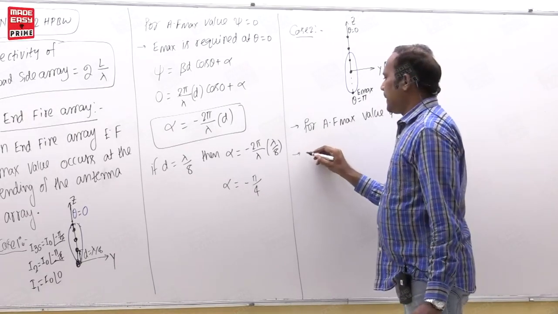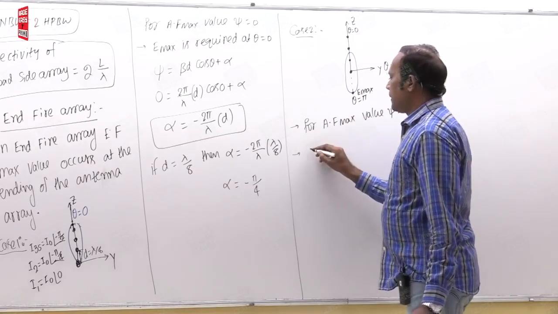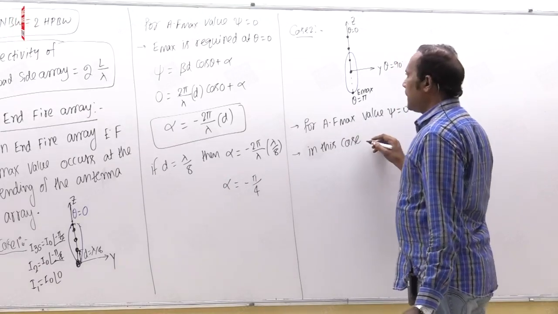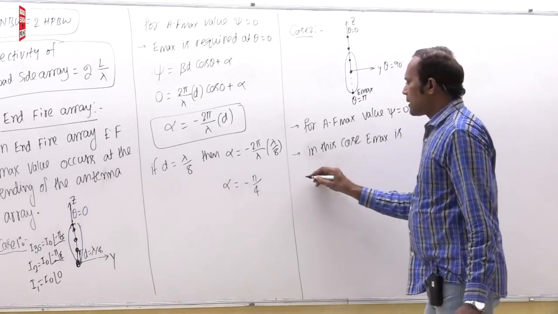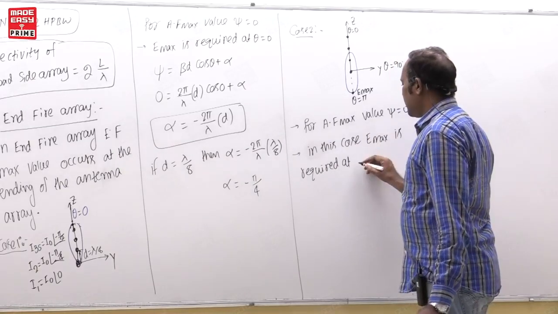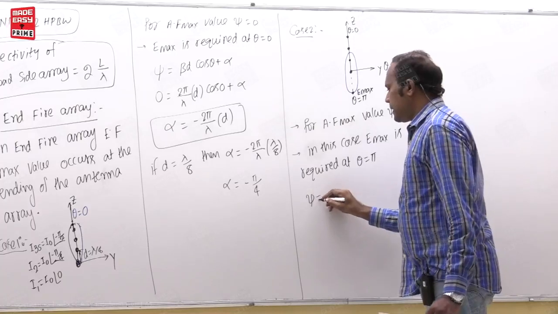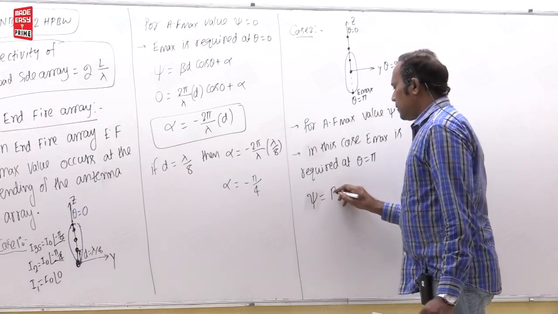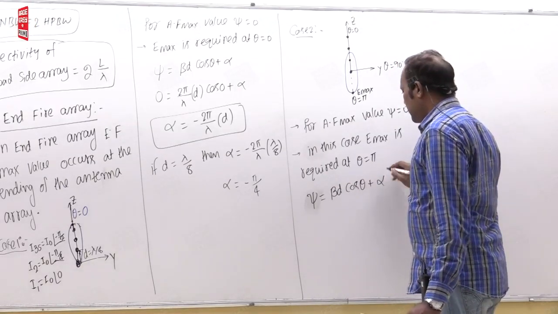Second one, here in this case, E maximum is required at theta is equal to pi. That means psi is equal to beta d cos theta plus alpha.